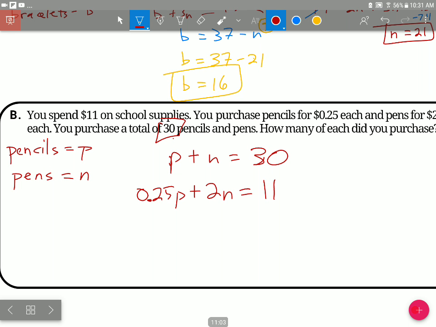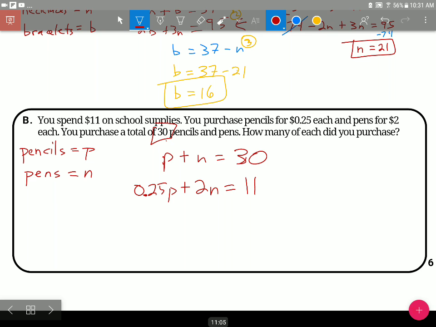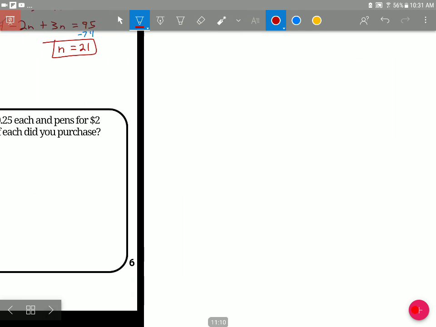Sorry on the recording, I forgot to start it again. Any questions? I got those two. All right, cool. Turn the page. Let's keep rolling. Turn the page.